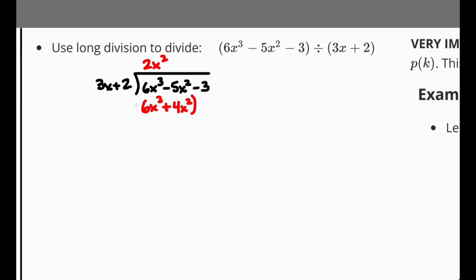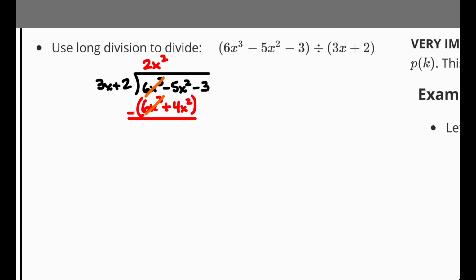All right, for this one, use long division to divide. So it's the same kind of thing that we just did. So we're going to write 6x to the third minus 5x squared minus 3. We're going to divide this by 3x plus 2. Okay, the leading term is 3x and 6x cubed, so you have to multiply that by 2x squared to get that 6x cubed, and now we're going to get 6x cubed plus 4x squared. Parentheses, we're going to subtract that off.